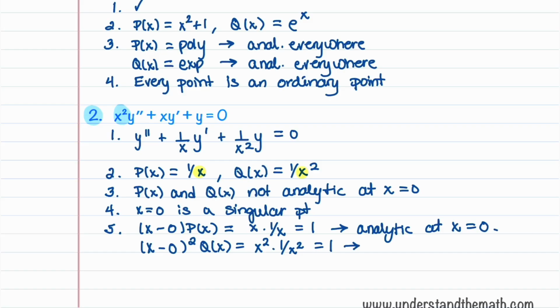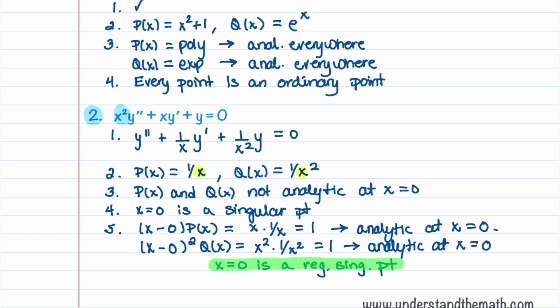So just like before, we say that this function is analytic at x is equal to 0. Because both of these functions are analytic at x is equal to 0, and x is equal to 0 is our singular point, we say that x is equal to 0 is a regular singular point. And let's go ahead and highlight that. All other points are ordinary points.